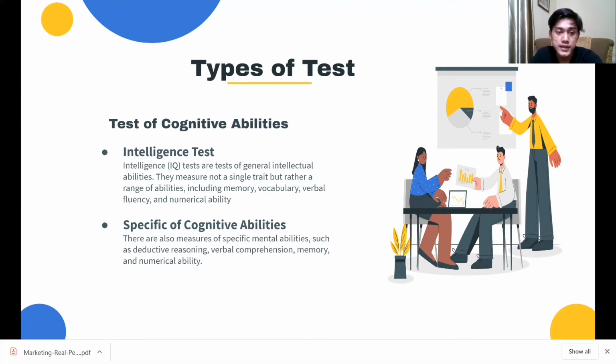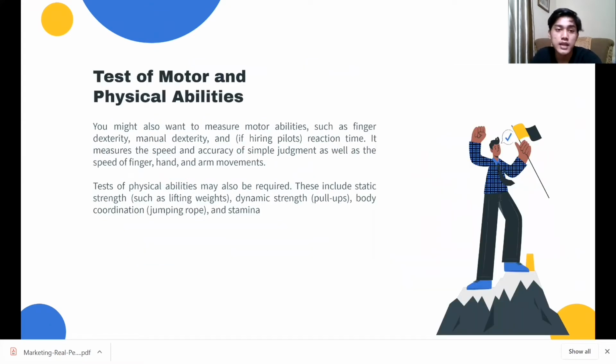And the second one is specific cognitive abilities. There are also measures of specific mental abilities such as deductive reasoning, verbal comprehension, memory, and numerical ability. And the second type of test is tests of motor and physical abilities. You might also want to measure motor abilities such as finger dexterity, manual dexterity, and if hiring pilots, reaction time.